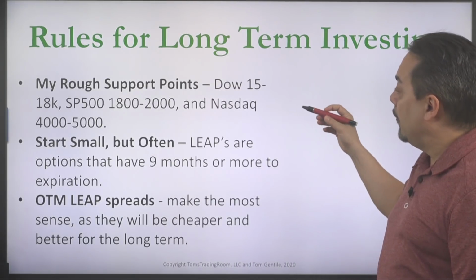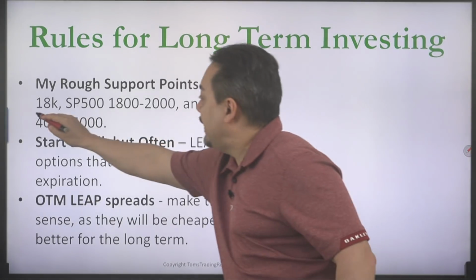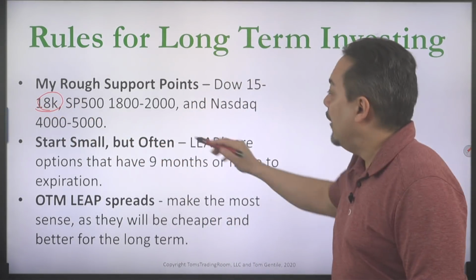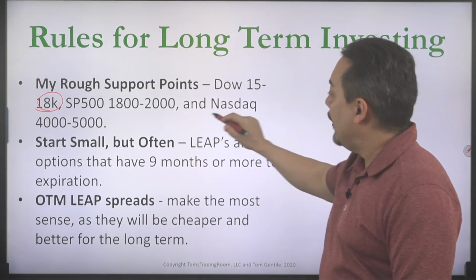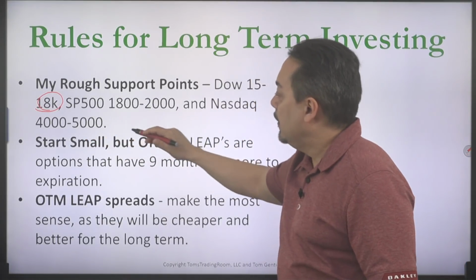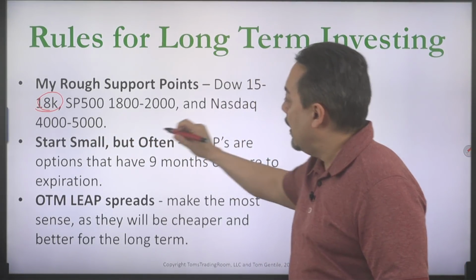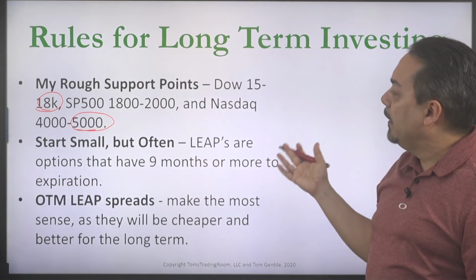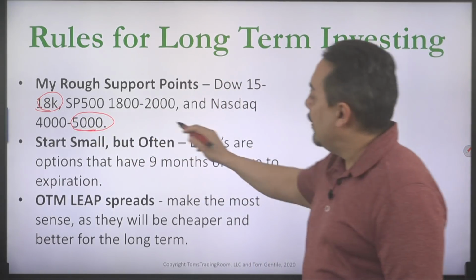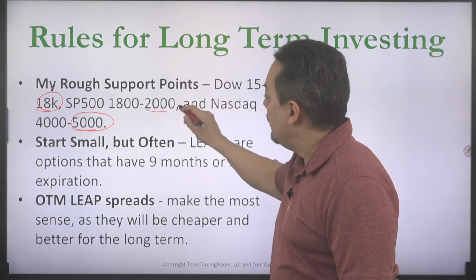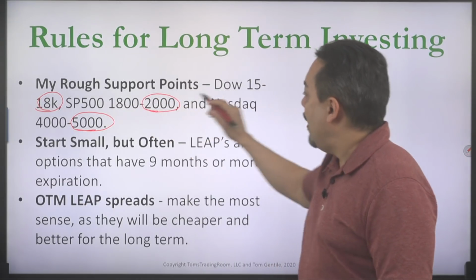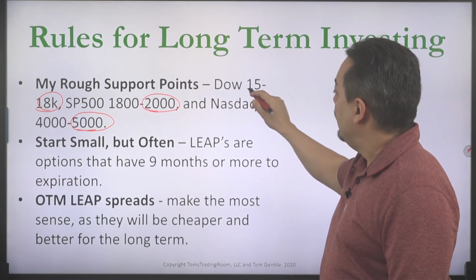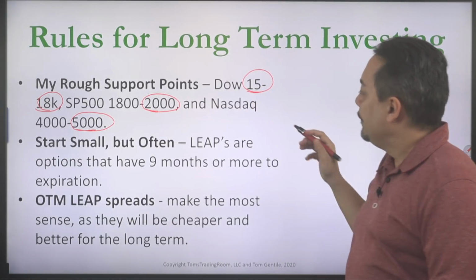Here are my rough support points. 15 to 18K on the Dow, we're almost at 18 right now. S&P 500, 18 to 2,000, and NASDAQ 4 to 5,000. Right now, on the NASDAQ number, I would tend to be more on the 5,000 for sure, because the NASDAQ is holding up much better. And then I also believe that the S&P 500 is going to be more around the 2,000. The Dow, we could drop into the 15K level.